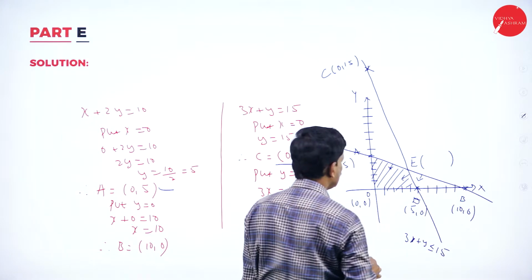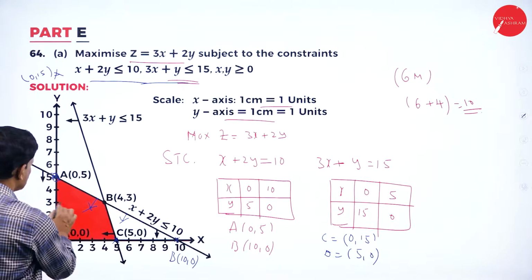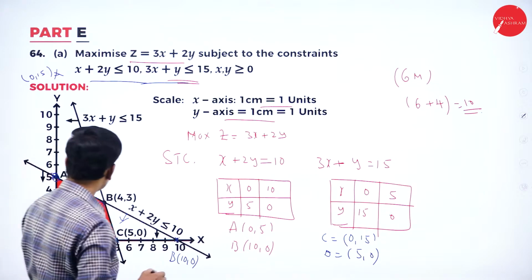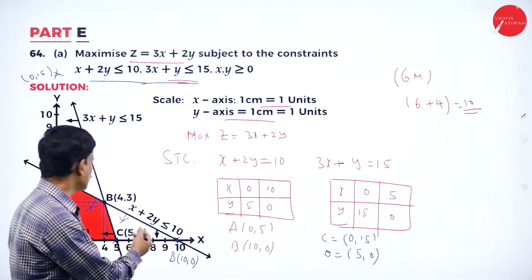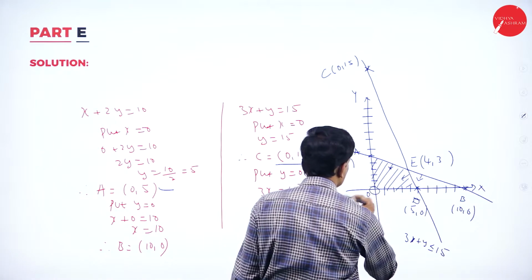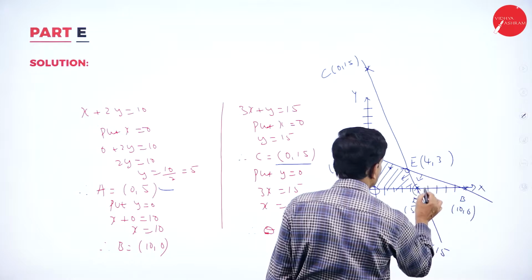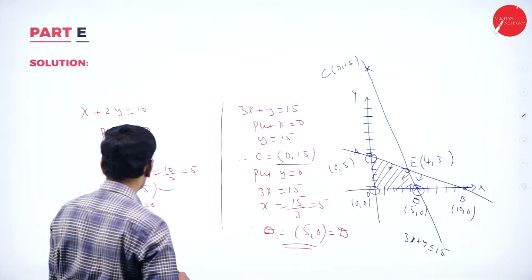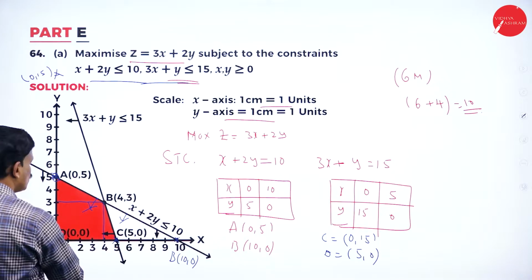If you solve carefully, the point you are going to get here, I have drawn here. That is x is equal to 4 and y is equal to 3. So this is 4 comma 3. So you will get 4 comma 3 as the point. That is what I have written here. Therefore the corner points are O 0 comma 0, A 0 comma 5, E 4 comma 3 and D 5 comma 0. So these are the corner points.